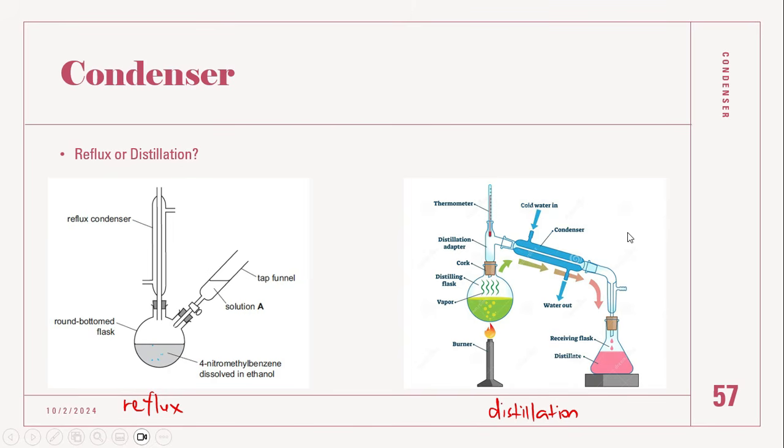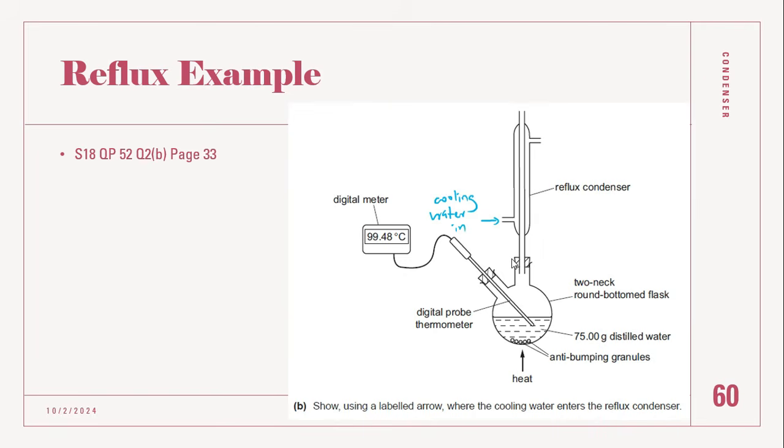For distillation, the condenser is set up like this with an angle moving down. This one is to collect the product once it is formed, to separate it from the reacting mixture.